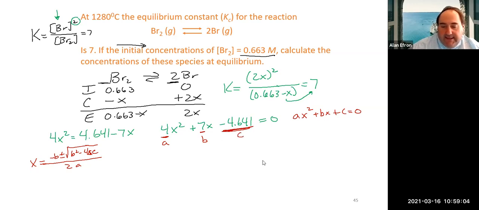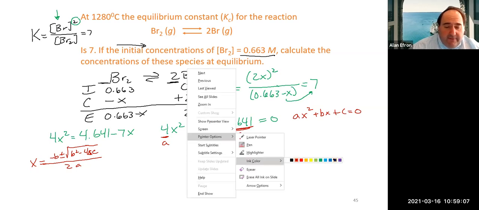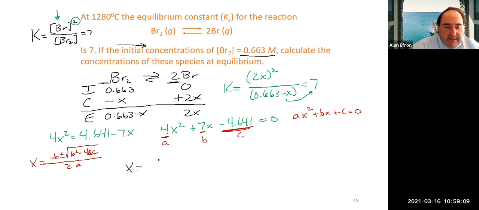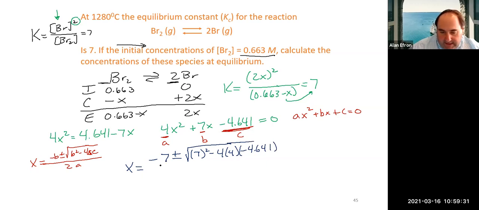So let us then put this into our formula here and see what we end up with. So x would equal minus b, which would be minus 7, plus or minus the square root of b squared, which would be 7 squared, minus 4 times a, which is 4, times c, which is minus 4.641, all divided by 2 times a, which is 4.